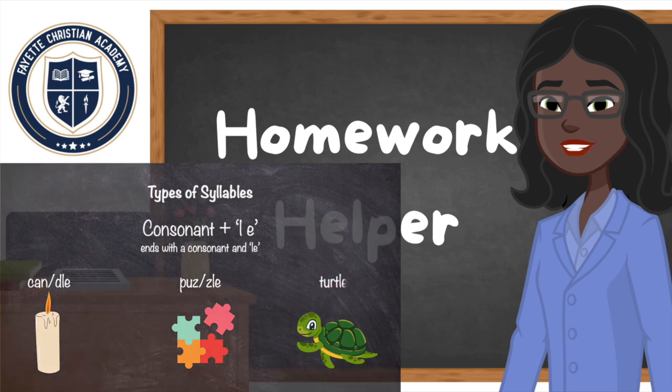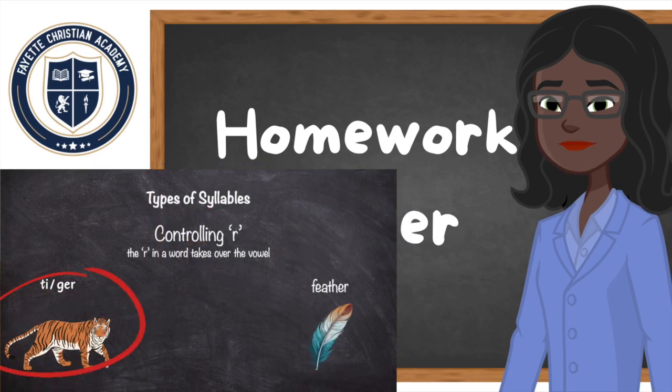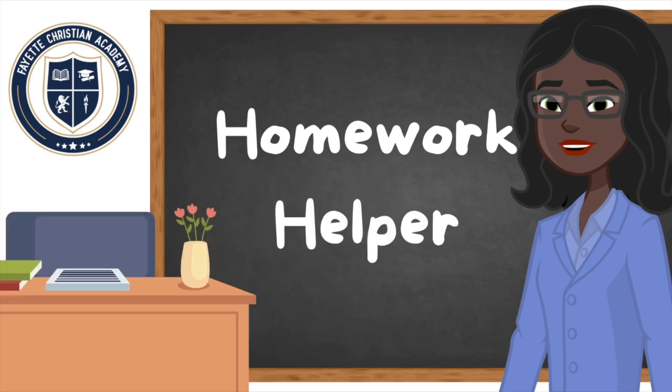Now give me an example of consonant plus L ending with E. Turtle. Very good. All right, it's time for the controlling R syllable words. How about AR? Car. Very good. What about ER? Tiger. Excellent.